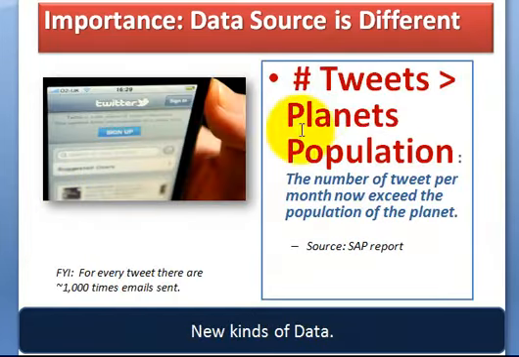So just an example, Twitter. According to SAP, the number of tweets per month now exceeds the population on the planet. So every month there are more tweets than there are people on the planet. And oh, by the way, for every tweet, there are 1,000 emails. There are 1,000 more emails in every tweet. So you can do the math. There are enough emails, I don't know, every 4 hours to equal the planet's population. The point is, there's all of this unstructured data that's just exploding.